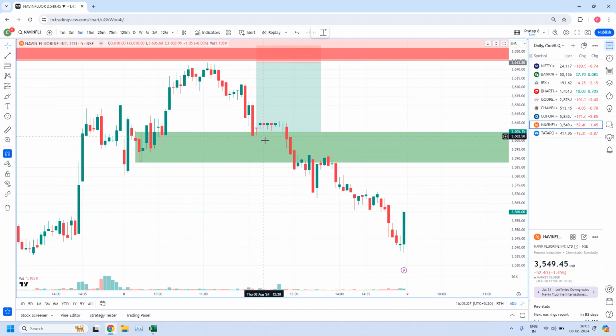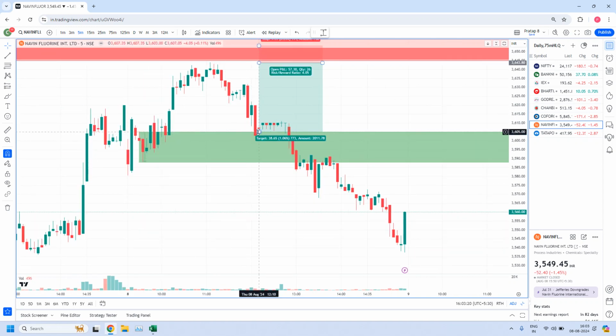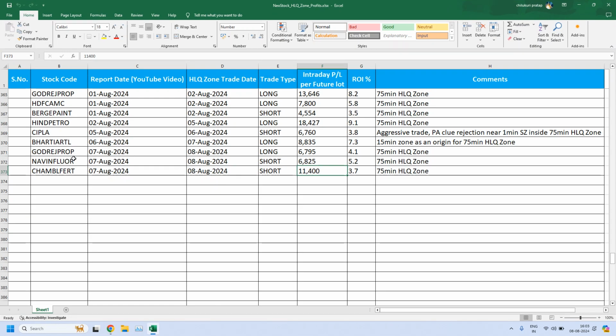But at least until this 15, if anybody would have used some trailing stop loss based on 1 minute, maybe you would have got more profit, or maybe you would have exited here itself. But anyway, I am calculating up to this immediately available 15 minutes target. And Navin Fluorine has given a profit of 6,825 rupees as per one futures margin cost. And I think you got this for even 1,30,000 margin cost itself. So 5.2 intraday ROI we got.